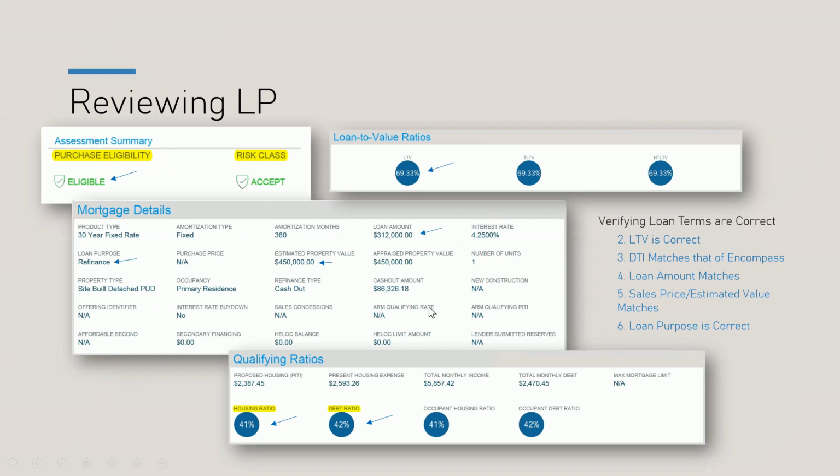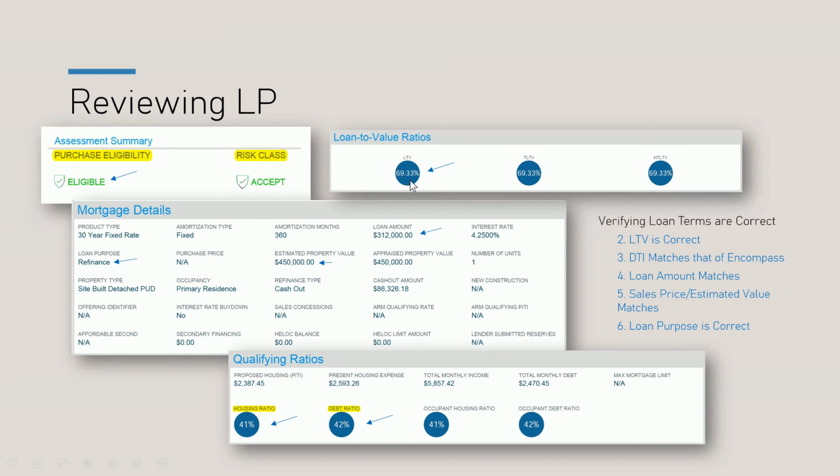Now to LP. Again, I'm a culprit. I was a culprit of it. I saw purchase eligibility, eligible, risk class accept, and then I moved on. But, again, we just want to definitely review our LTV. This one, I wanted to just place it. It's the same as DU, has a little different view. So I just wanted to go ahead and kind of show you guys the difference on how it looks.